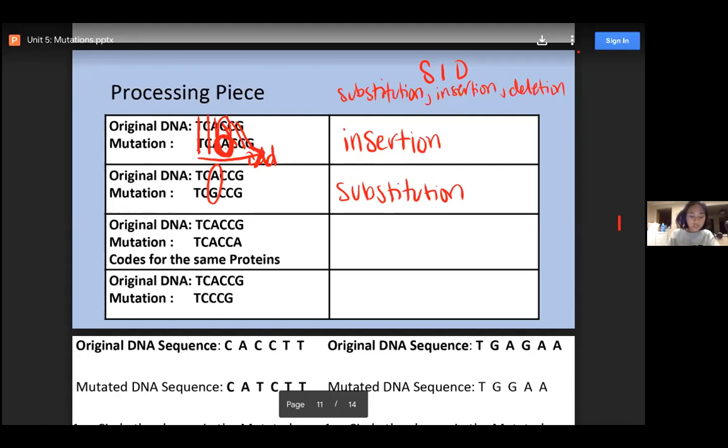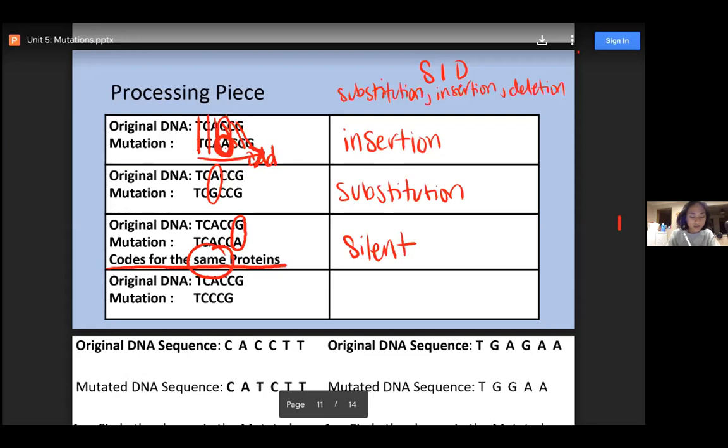All right, so we did see that there was a substitution over here, but my problem tells me that it codes for the same proteins. If it tells me that it codes for the same thing, that means that nothing really changes. Everything is fine, everything still turned out the same way. So since everything turned out the same way, this would be silent. And then last but not least, go ahead and try the last one.